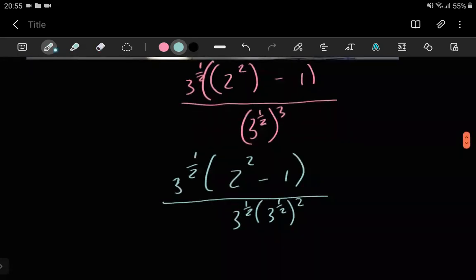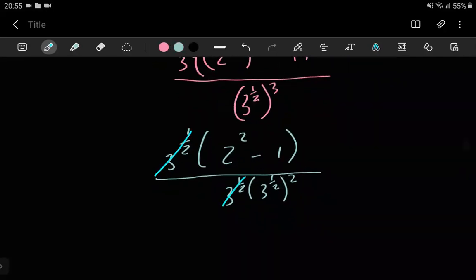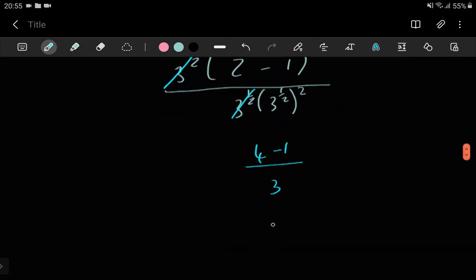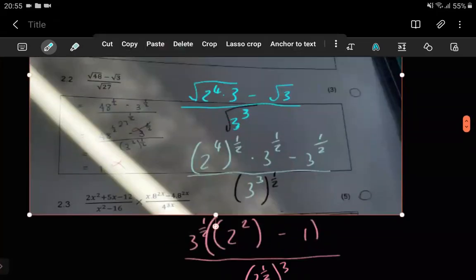I just wrote it like this for the vibe, so that we can just cancel 1 and 1. And then here, this is just 2 to the power of 2, which is 4, minus 1. A half times 2 is 1. And then you have 3 over 3, which is 1. That makes sense. Okay. So even the next one, right?